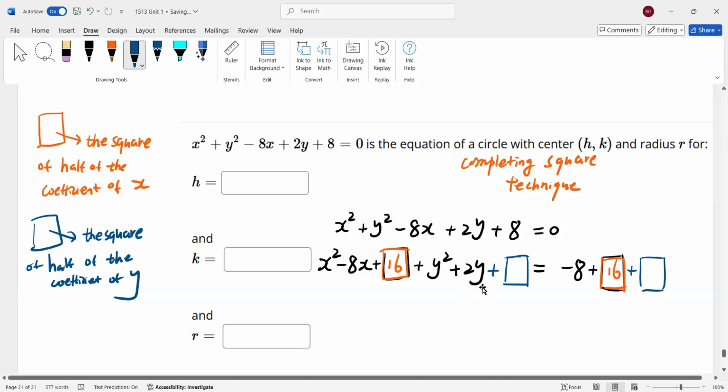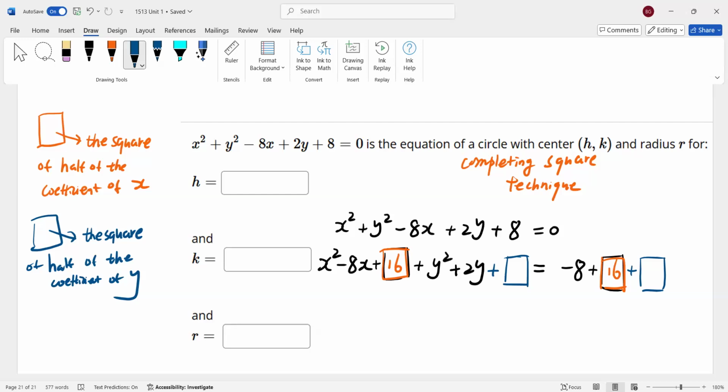Can you tell me what's the coefficient of y? 2. Correct, very good. What's half of it? Half of 2? 1. Raise 1 to the power of 2. 1 squared is still 1, right? So the number we're going to put in the blue box is 1. Same with the right side. Whatever we do to the left side, we have to do the same thing to the right side to keep the equation unchanged. Okay, now we are ready to complete squares, okay?